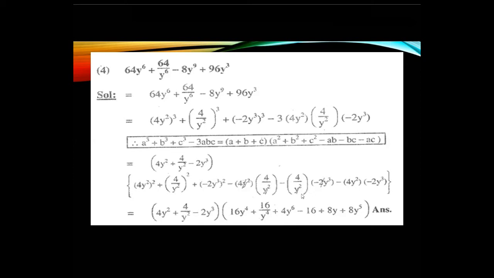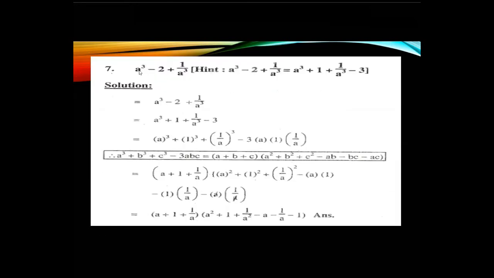When the bases are the same in division, we subtract the powers, so 3 minus 2 is only 1, so it becomes 8y, and minus minus plus, 4 twos are 8y, and here we add up the powers. When the bases are the same, we add up the powers, so 2 plus 3 is 5. Now this is the answer of the question. Now move next.